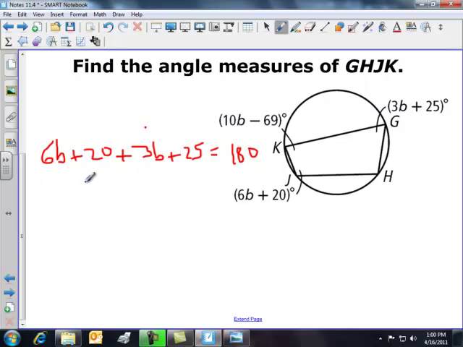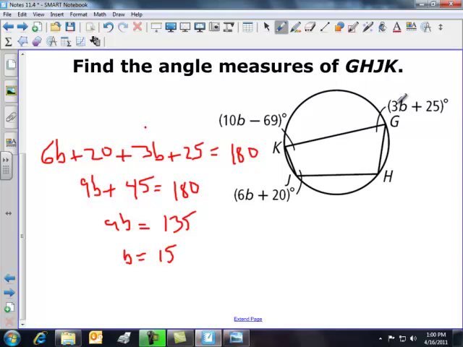So if I combine everything here, I get 9b plus 45 equals 180. I continue to solve. I'm going to subtract that 45 from both sides. I would get 9b is equal to 135. So divide both sides by the 9, and we get 15. So b is 15.